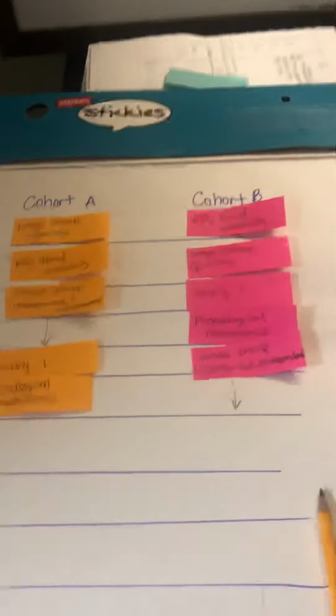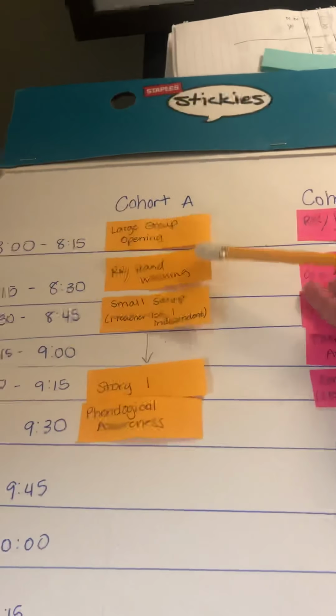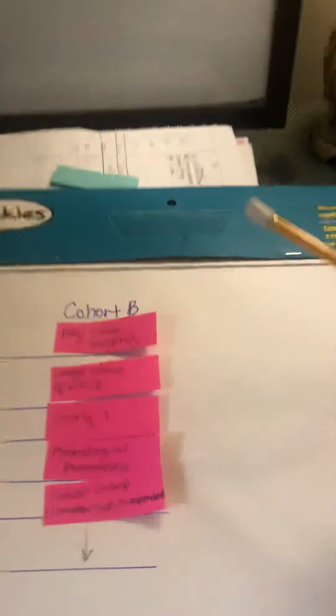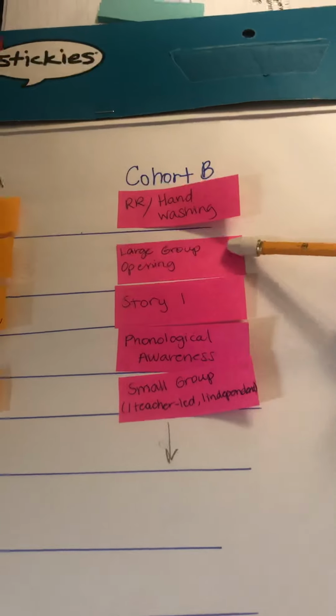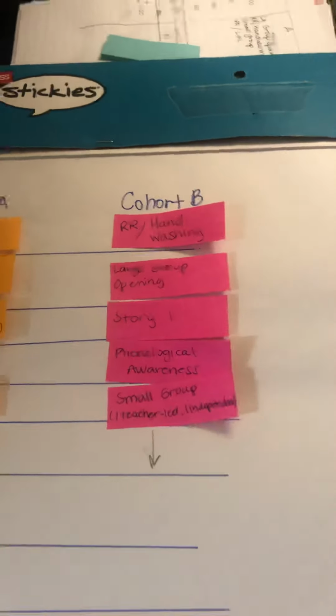Okay, so we have up to 9:30 planned so far, both cohorts. Cohort A: large group opening, restroom, small group, story 1, phonological awareness. Cohort B starts with restroom, opening, then story 1, phonological awareness, and small group time. Okay, so that takes us all the way up to 9:30.